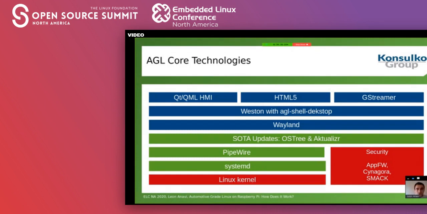Before we move on, just to mention that another very specific thing about Automotive Grade Linux is the security model. SMACK has to be enabled in the Linux kernel, and AGL uses the so-called application framework. Although the name may sound like something else, the application framework is actually part of the security mechanism with Cynara. It provides permissions for how different parts of the system can be accessed by applications and software components.